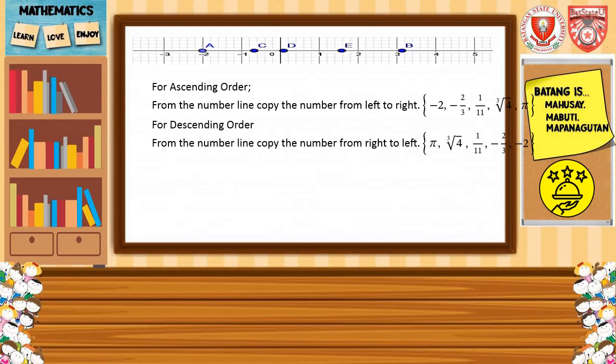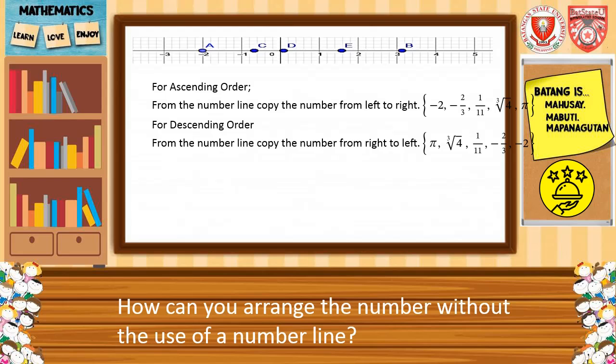For ascending order, from the number line, copy the numbers from left to right. So we have -2, -2/3, 1/11, the cube root of 4, and pi. For descending order, from the number line, copy the numbers from right to left. So we have pi, the cube root of 4, 1/11, -2/3, -2. How can you arrange the numbers without the use of a number line?